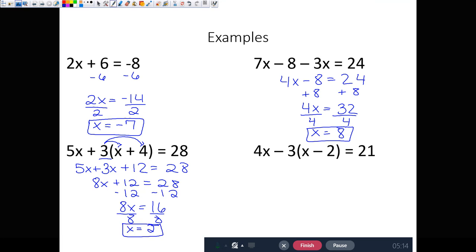Okay, for the next one, do I have anything to distribute? Do I have a number next to parentheses? Yes. This is where I feel like some people made some mistakes on their test. This is a negative 3. I'm going to be distributing, not just 3. So I'm going to be multiplying negative 3 times x, which would be negative 3x, and negative 3 times negative 2, which would be positive 6.